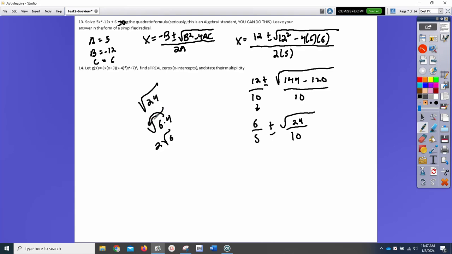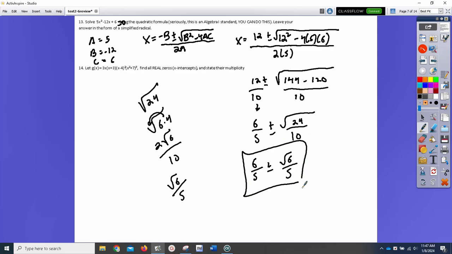2 root 6. So I've got 2 root 6 over 10, which is root 6 over 5. 6 fifths plus or minus root 6 over 5. Final answer. If I wanted the decimals, you evaluate that in a calculator, but I don't want the decimals. All right, moving on to this one.